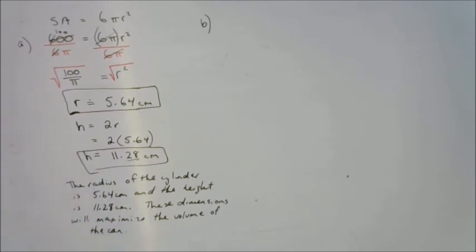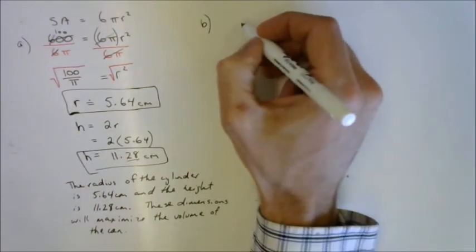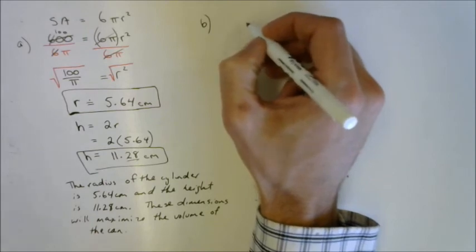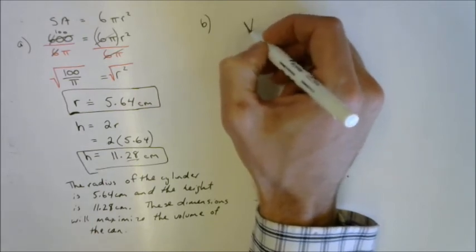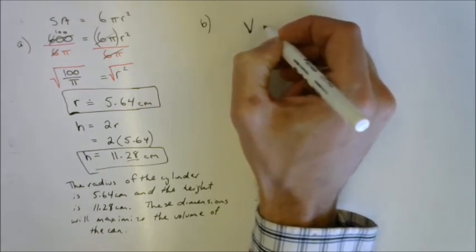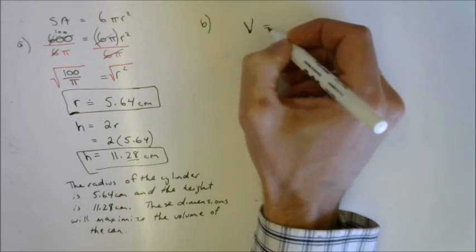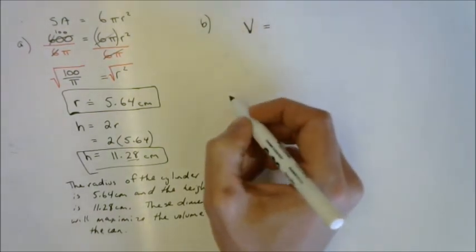B, what is the volume of this cylinder? So now we know the surface area. We used the surface area to find the radius and the height. Now it's asking what the volume of the cylinder is. So we look at our formula sheet. We get the volume formula for a cylinder. Does anyone know it off the top of their head? Or know how to get the volume of a cylinder?